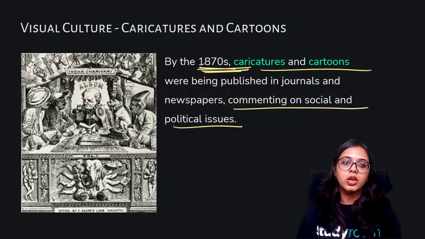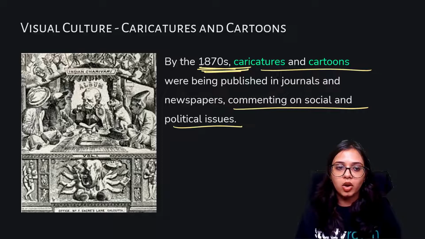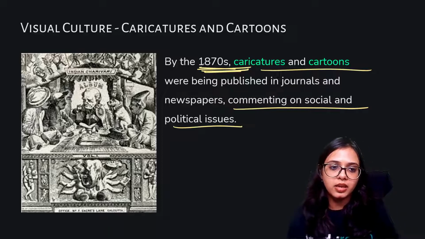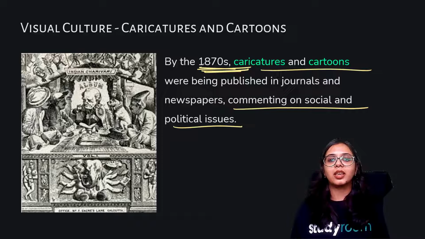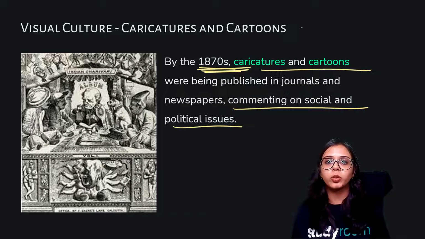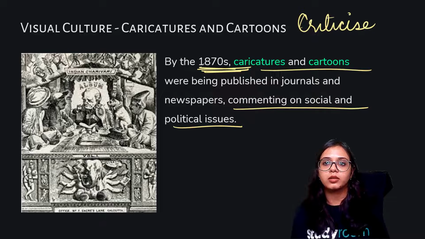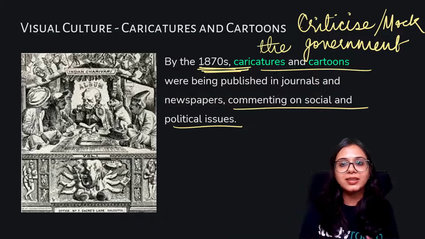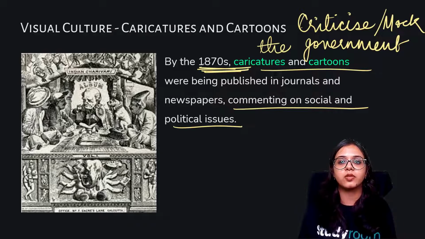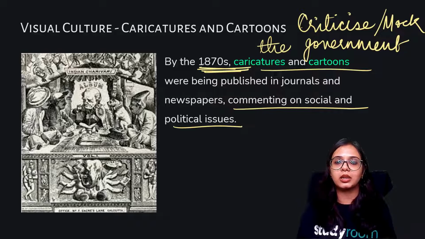You can see here in this picture, there is a British figure right at the center, and there are other Indians at the sides, and he is either listening to them or guiding them. But this is how things were supposed to work. These caricatures and cartoons were also tools by which you could criticize and mock the government. We have already discussed all of this when we were discussing the advent of different modes of printing on the European, English side, but this is how it was happening in India as well.